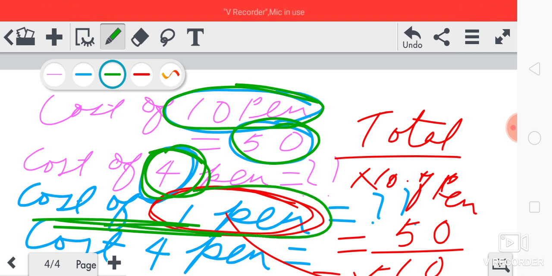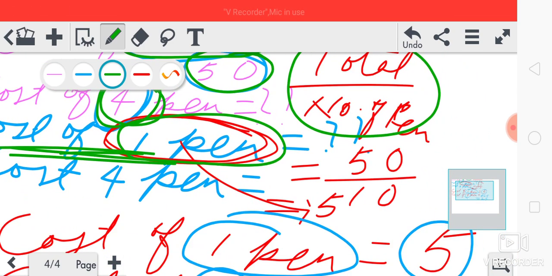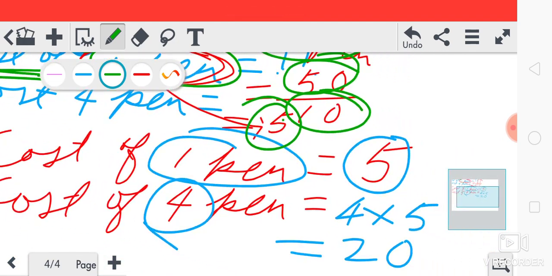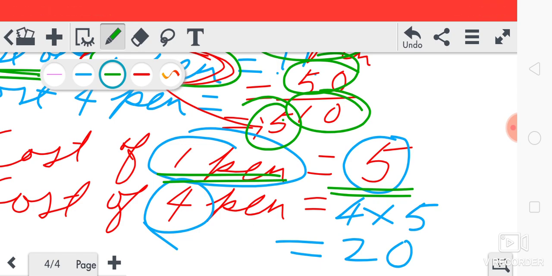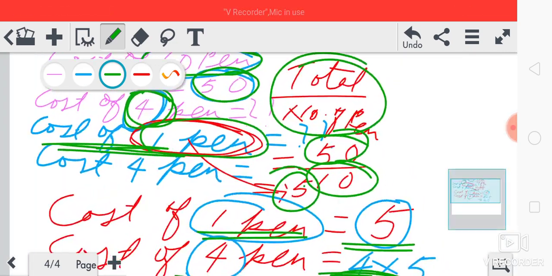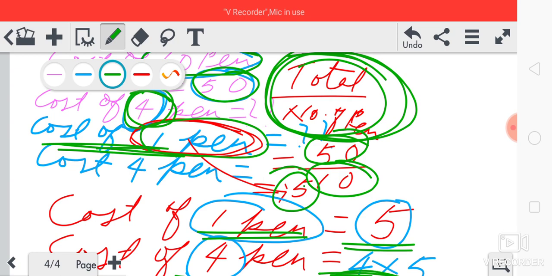So cost of 1, how are we getting it? By dividing total cost by number of pens. Total cost was 50 rupees and total number of pens was 10. So 50 divided by 10, we have got 5 rupees. Now cost of one pen we have got 5 rupees, so cost of 4 pens, 4 into 5, is 20 rupees. I hope it is clear to you how we can find. First of all, always we have to find for 1. How will we find for 1? Total cost divided by total number. This concept is called the unitary method.